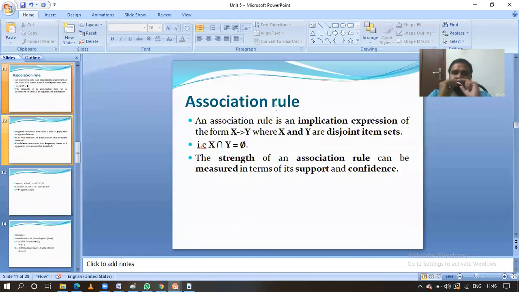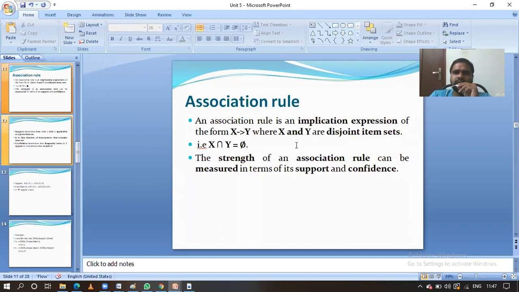Association rule is in the form of X arrow to Y, guys. Here X and Y are disjoint item sets. There is no common item between X and Y. That is why mathematically it is represented as X intersection Y equals the empty set.